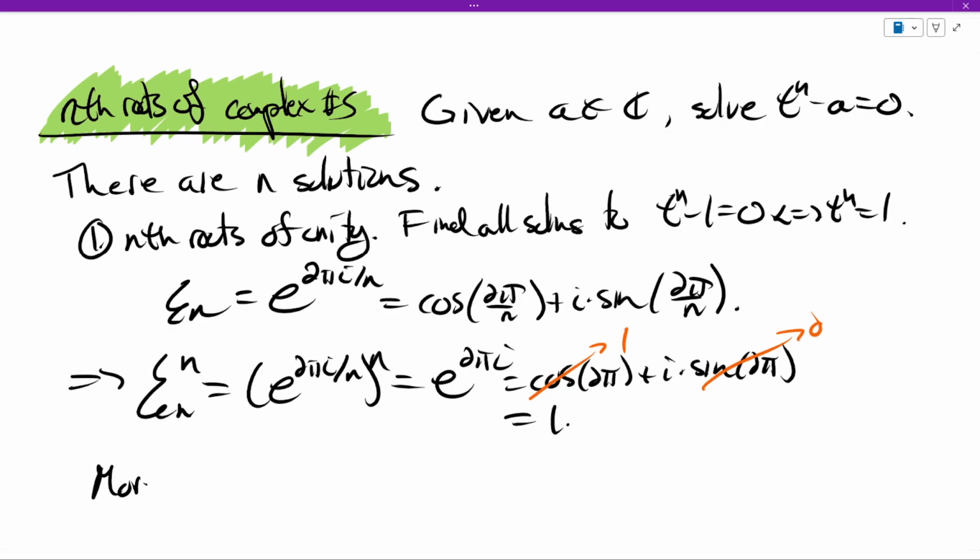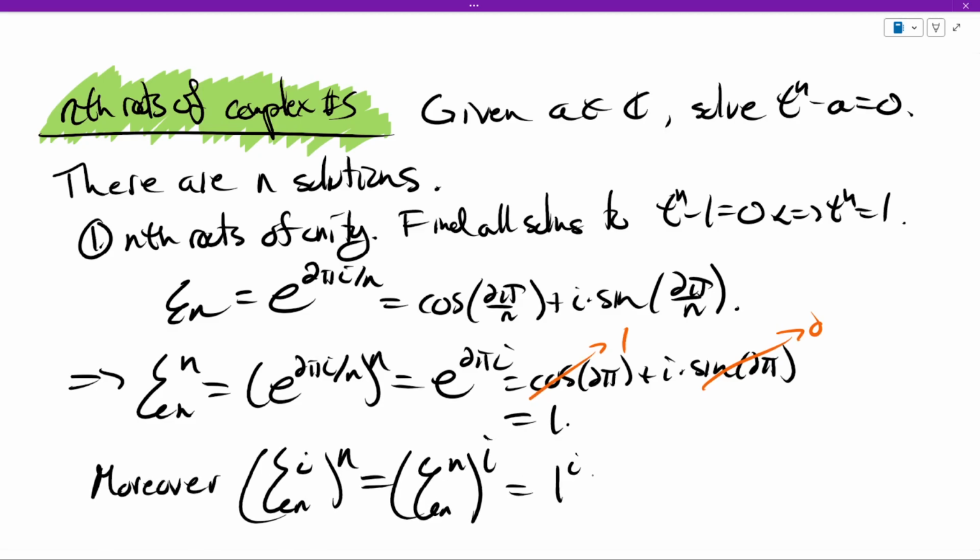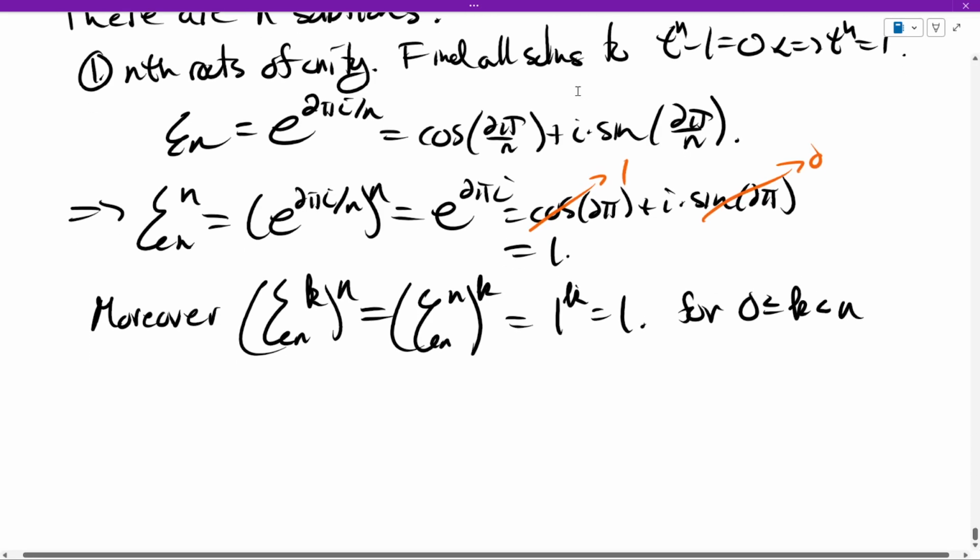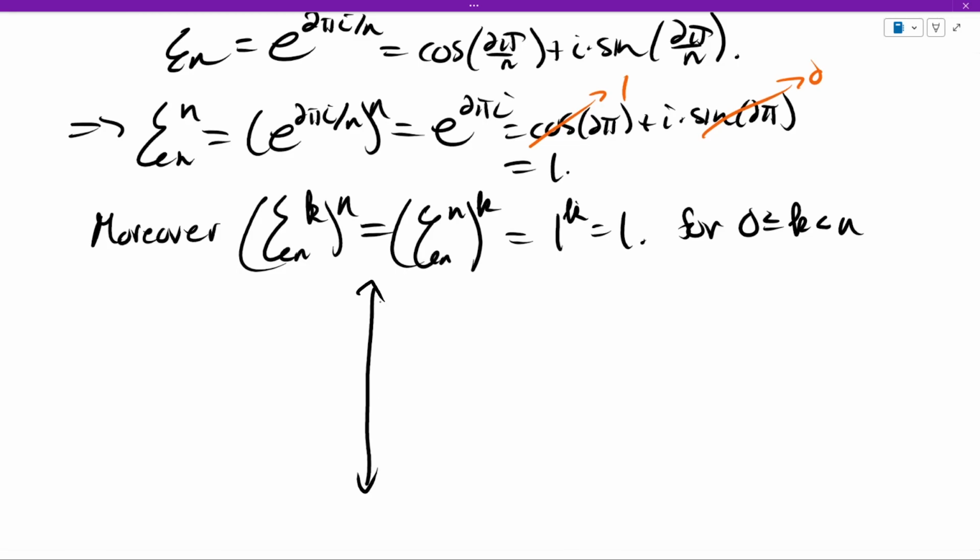And in fact, all of the other powers are nth roots of 1 as well. So moreover, zeta sub n to the k, to the n, is zeta sub n to the n, to the k, which is 1 to the k, which is 1. Let me not use i, because i is sacred. Let's use k. So all the powers of zeta, let's just say for k between 0 and n, the 0th power being 1, are going to be different complex numbers. In fact, we can graph these.